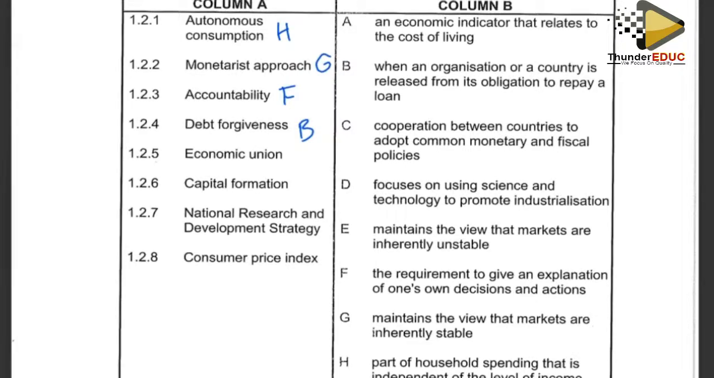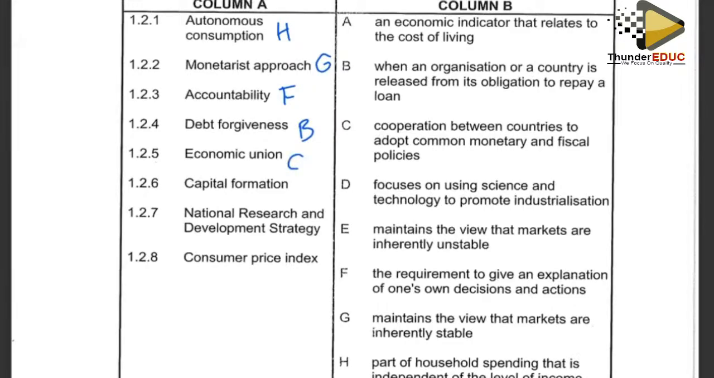The next question that we have, 1.2.5, reads as follows: economic union. So now, when we talk of the economic union, we refer to cooperation between countries so as to adopt common monetary and fiscal policies. So now, if you check the list of the characteristics or features given, the appropriate answer in this regard is going to be C. Okay, right, grade 12. So now let's move on to the next question.